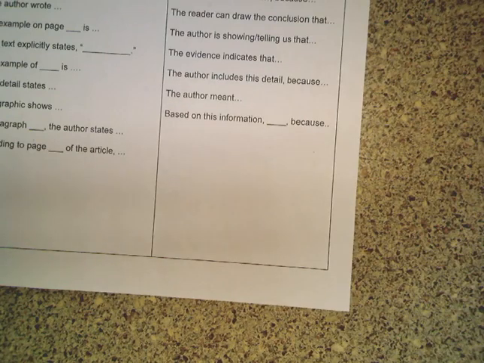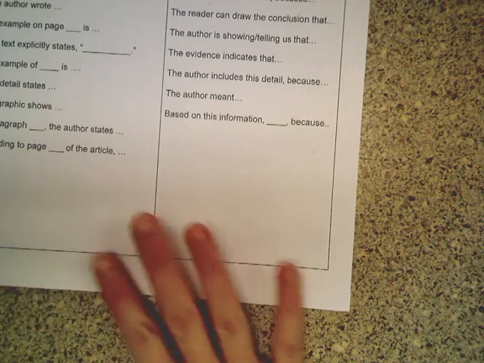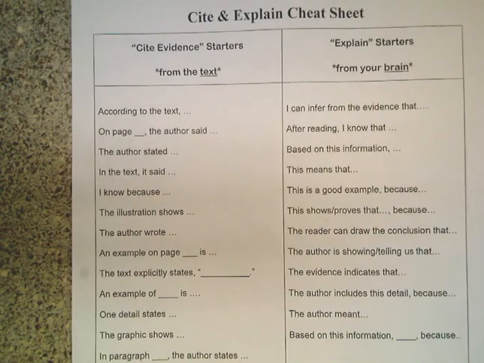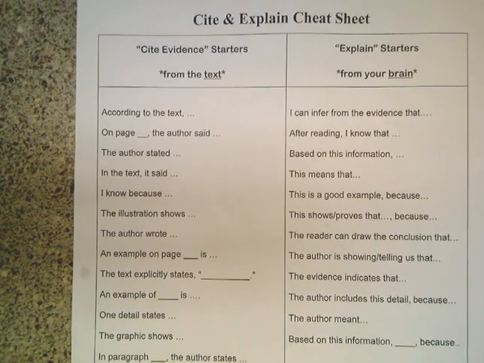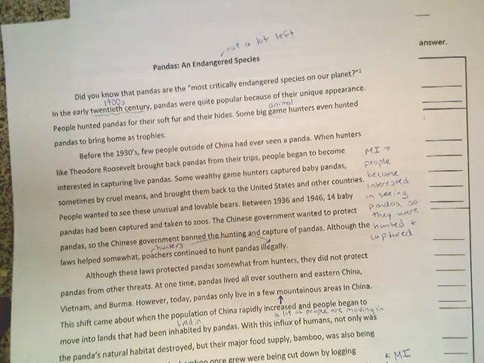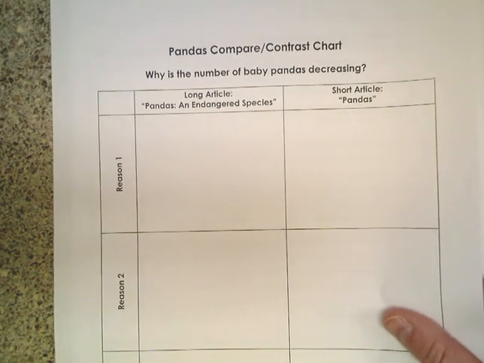Okay, today we are going to work on a text-dependent analysis question that's going to require the use of two sources. So you're going to need this Cite and Explain cheat sheet. You will need the TDA graphic organizer. You will need your two articles from before, the one Pandas and Endangered Species, and the short article Pandas. If you have your notes pages from before, your two-column notes, the compare-contrast chart, that could also help you.